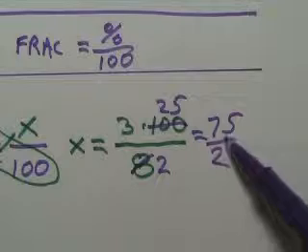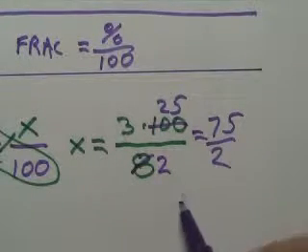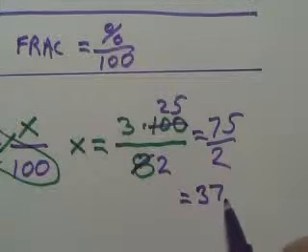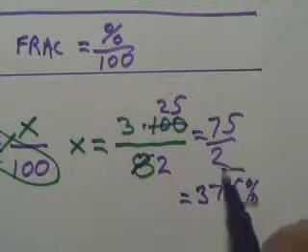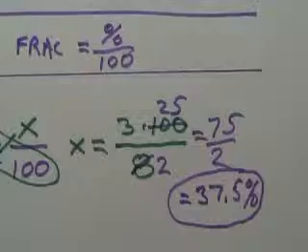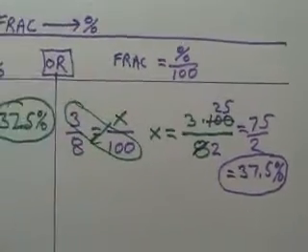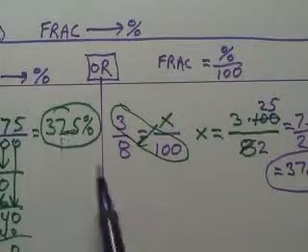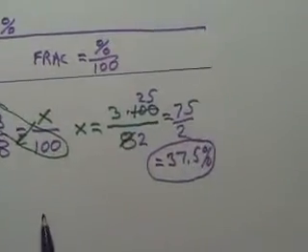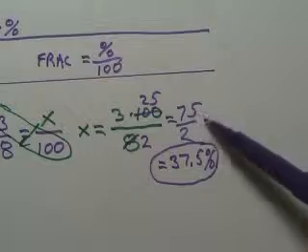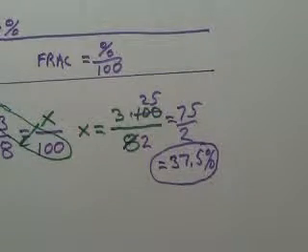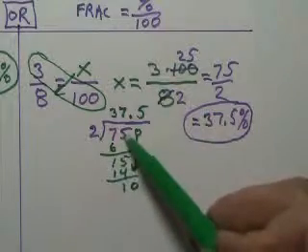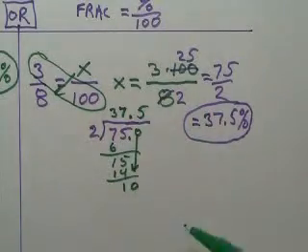And it turns out that half of 75 is 37.5. And we did that already over here. Right over here, 37.5. And just to prove it to you, I divided 2 into 75, and I get 37.5.